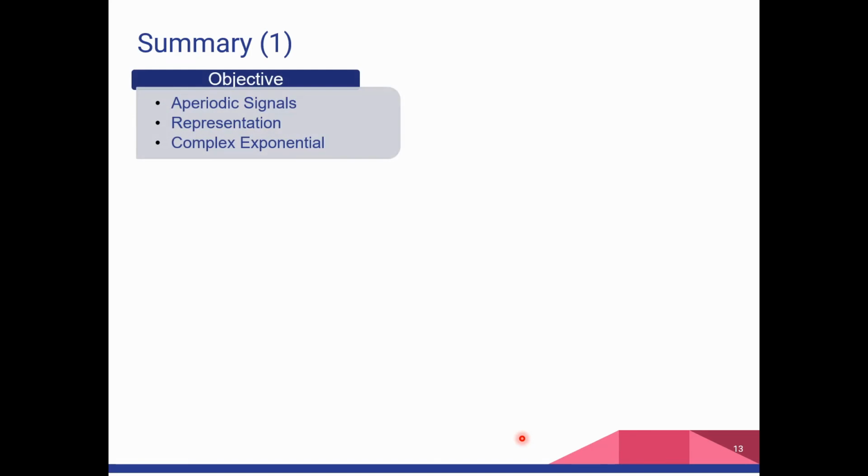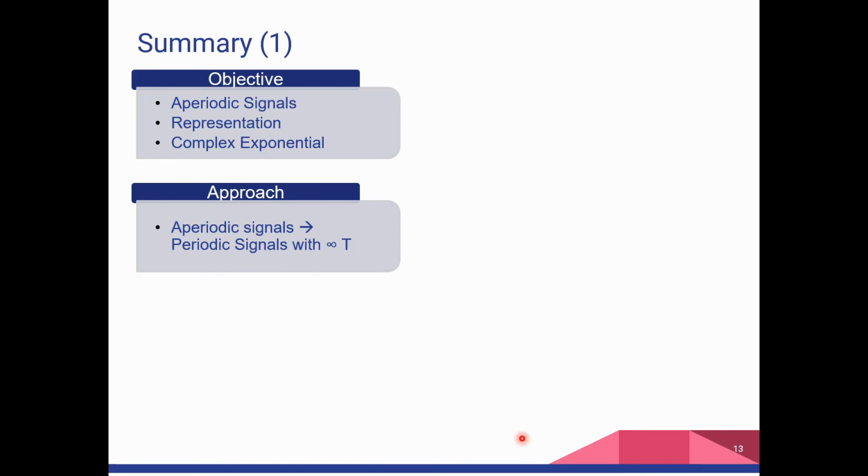So our objective was to have a representation for aperiodic signals, and the representation should be in the form of complex exponentials, because in chapter number 3 we saw that representing periodic signals in the form of complex exponentials yielded us so many benefits. But how do we approach this objective? Thanks to Fourier, we can approach this problem by considering aperiodic signals as periodic signals having infinite time period.